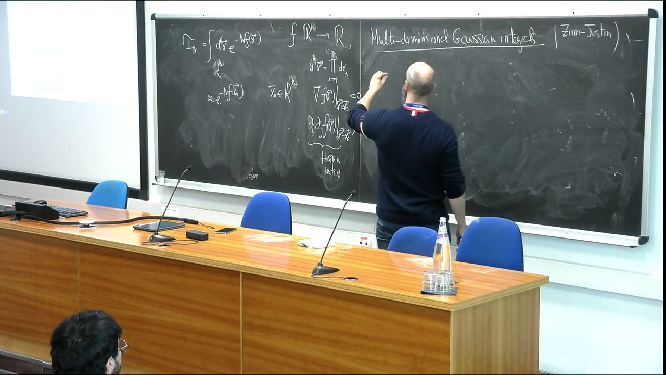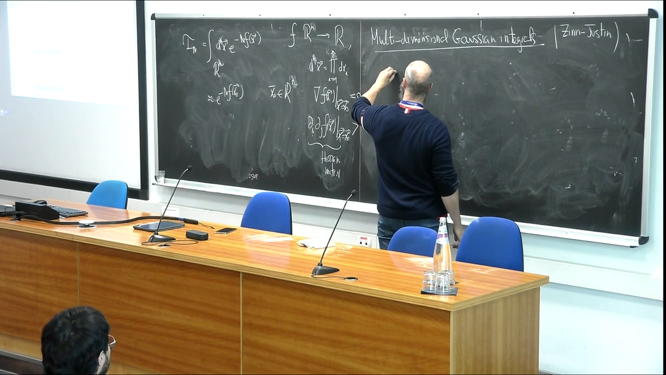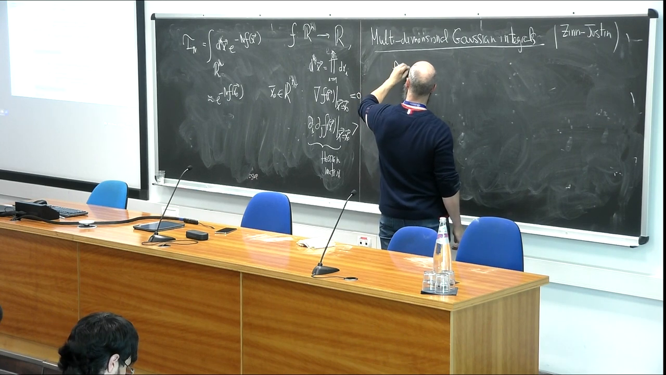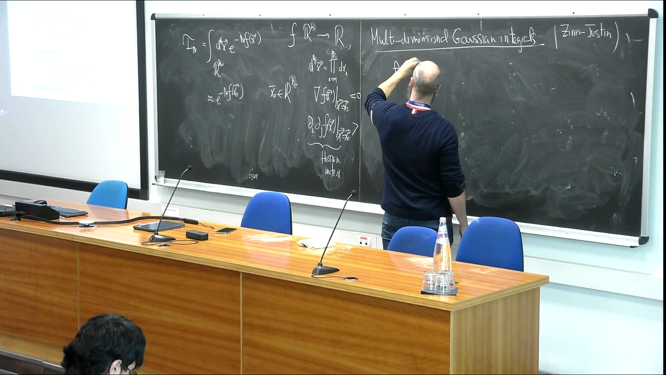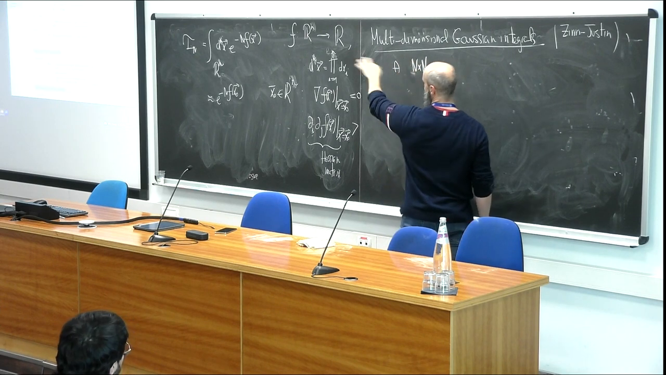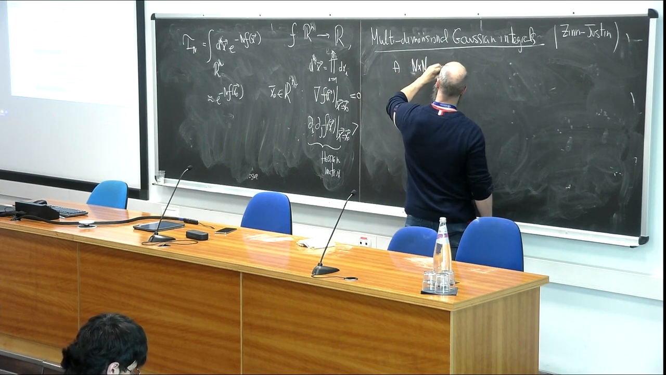So what I'm interested in here is the following. I want to relate... suppose I have a matrix A. It's an n times n matrix. This n has nothing to do with the other n.